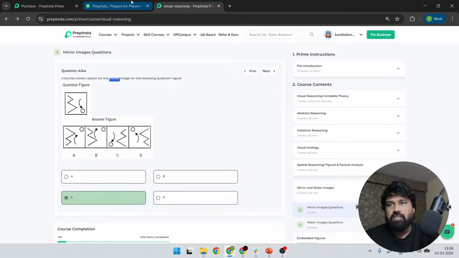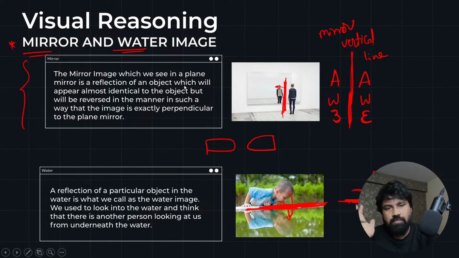So like this practice, you will get all these questions very easily. Mirror means vertical, water means horizontal.